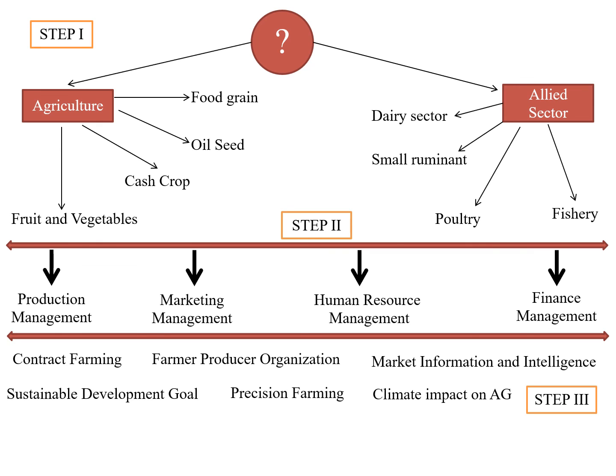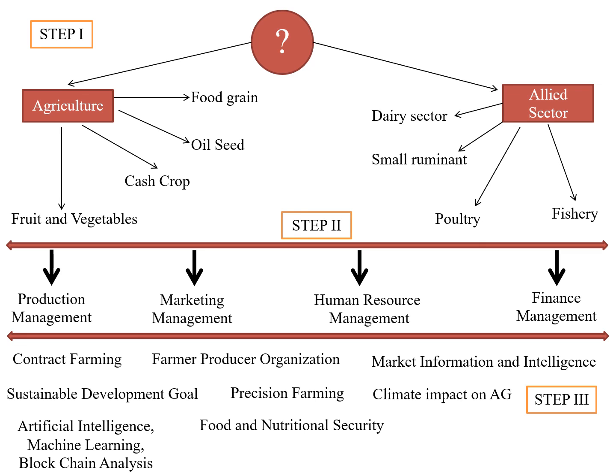You can also do research in precision farming. You can also do research on the impact of climate on agriculture and allied sectors. You can also do research in the line of artificial intelligence, machine learning, and blockchain analysis. This type of researchable area is now picked by researchers for their future research. Food and nutritional security is another important area. Direct marketing, e-NAM, the e-National Agriculture Market, is now the buzzword and a priority of the government for research. And retail marketing, forward and futures markets.